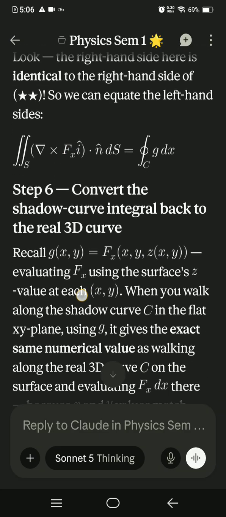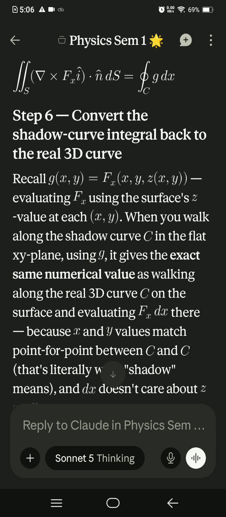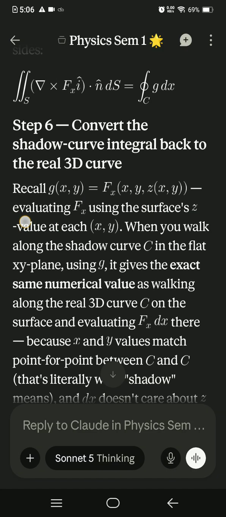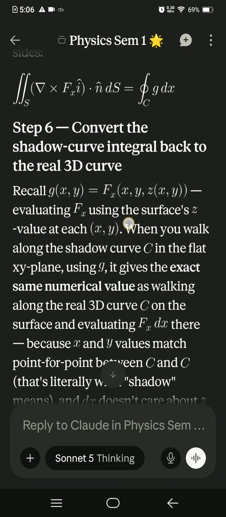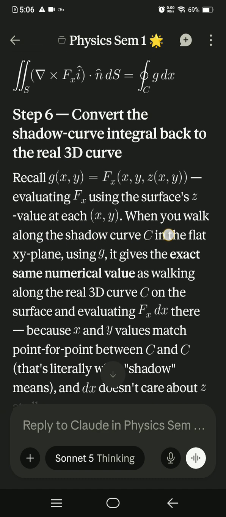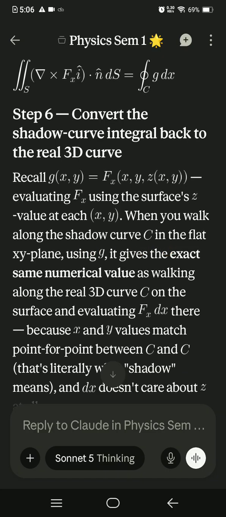Step 6 is to convert the shadow curve integral back to the 3D curve. Recall g(x,y) is this, evaluating fx using the surface z value at each xy. When you walk along the shadow curve c in the flat xy plane using g.